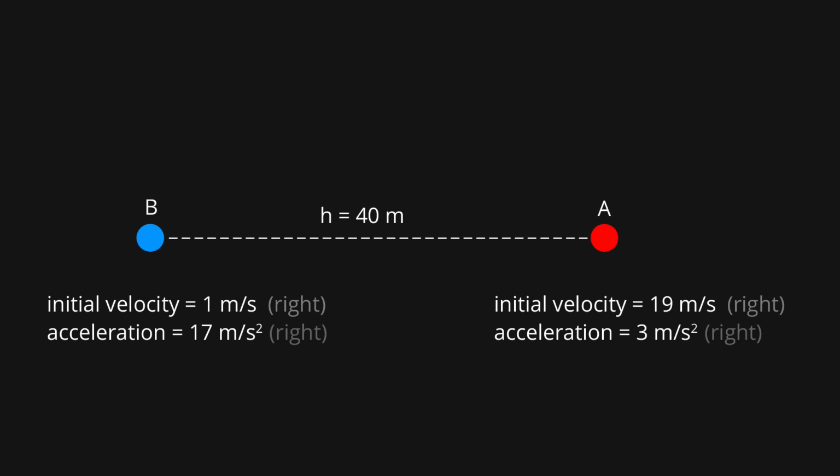So there are two objects, A and B, which start a known distance apart. I'll label this H for head start. We know the initial velocity and acceleration for both objects, and we're required to calculate how long it will take for object B to reach object A. We're going to start by solving this problem on paper, so to speak, and then afterwards we'll actually test our solution by programming a simulation in the Unity game engine.